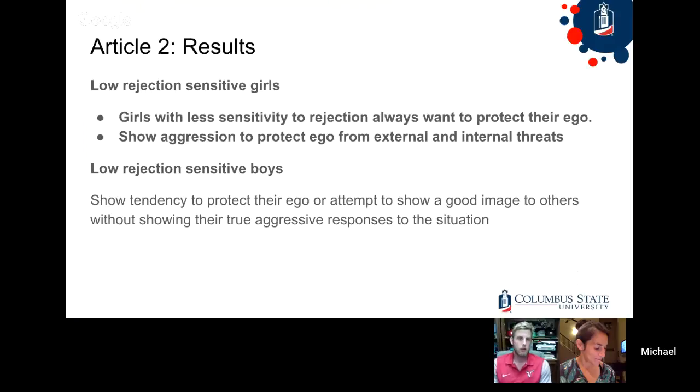Results: low rejection sensitive girls. Girls with less sensitivity to rejection always want to protect their ego and show aggression to protect ego from external and internal threats. Low rejection sensitive boys show tendency to protect their ego or attempt to show a good image to others without showing their true aggressive responses to the situation.